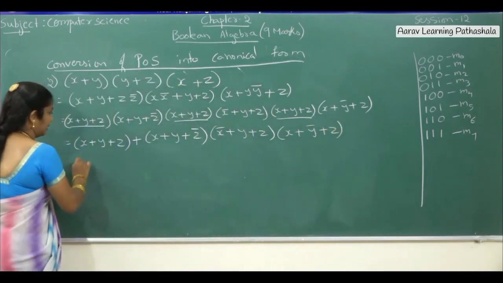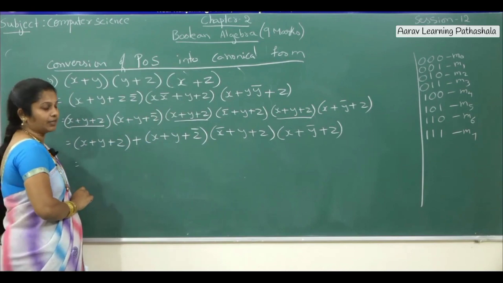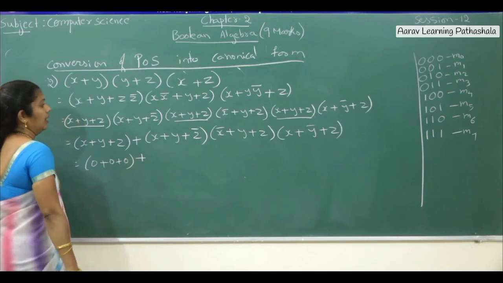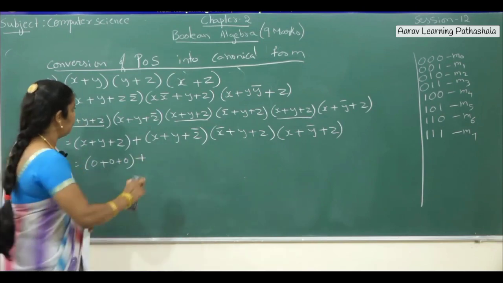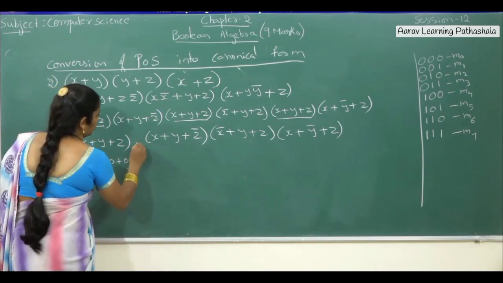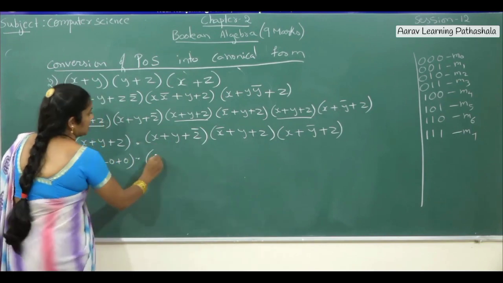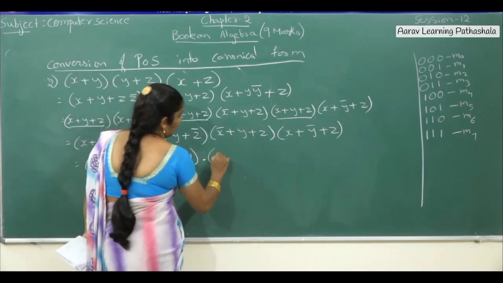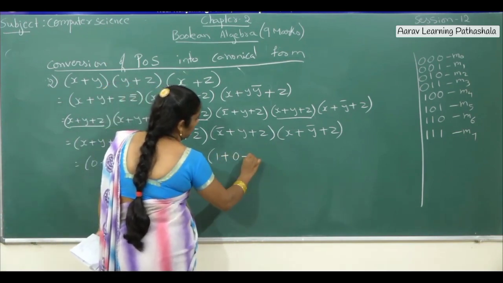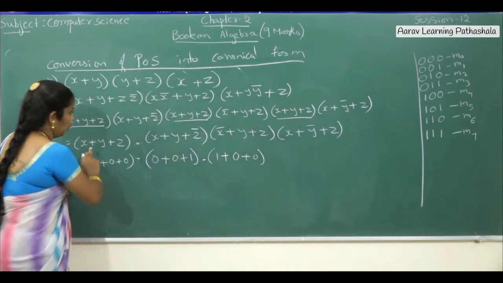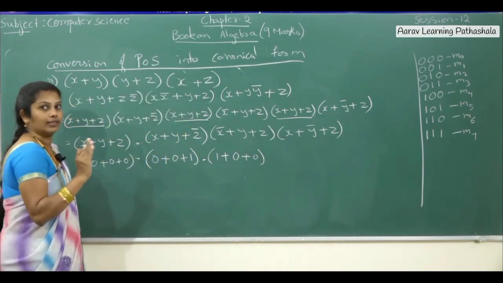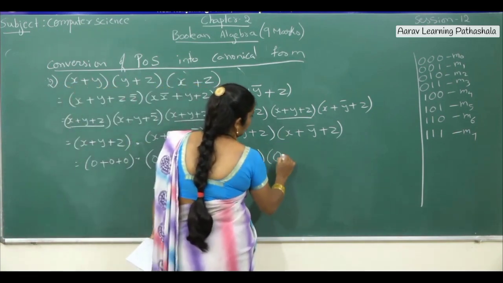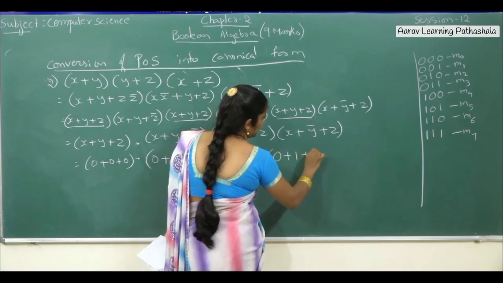Now write down the equivalent binary value. If it is non-complemented, then we have to write 0. 0 plus 0 plus 0 here. But here, in the place of plus, you have to write dot. Then here, 0 plus 1 into 1 plus 0 plus 0. See the equation? Wherever it is complemented, there you have to write 1. Wherever it is non-complemented, there you have to write 0. Then here 0 plus 1 plus 0.